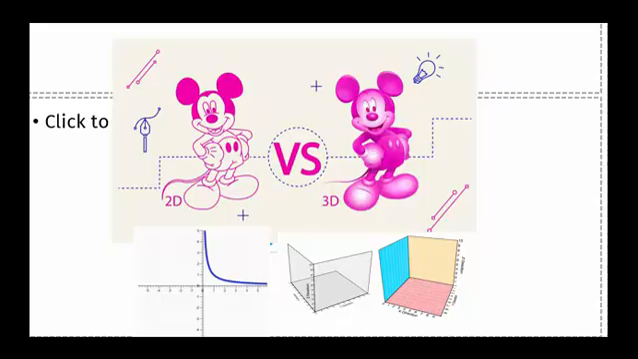Here we can see a simple comparison between 2D and 3D graphics. On the left, we have 2D graphics. They are flat and mainly use width and height. Think of a drawing on a piece of paper. It has no real depth.